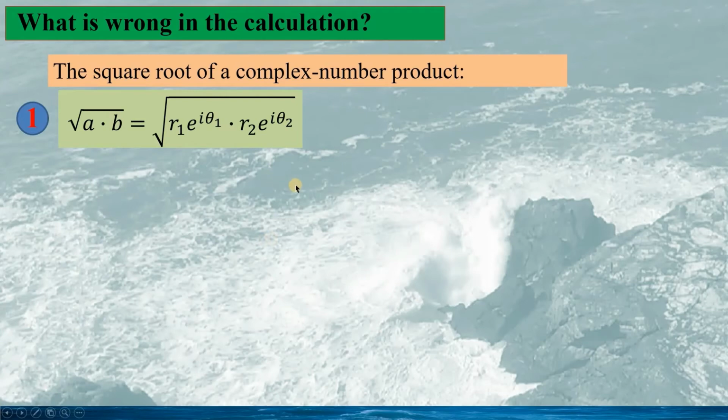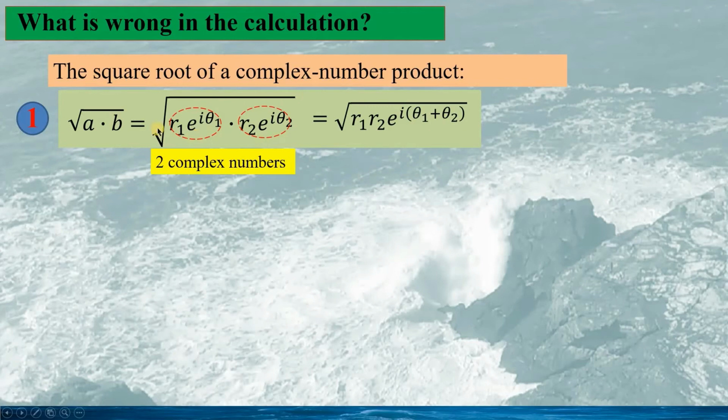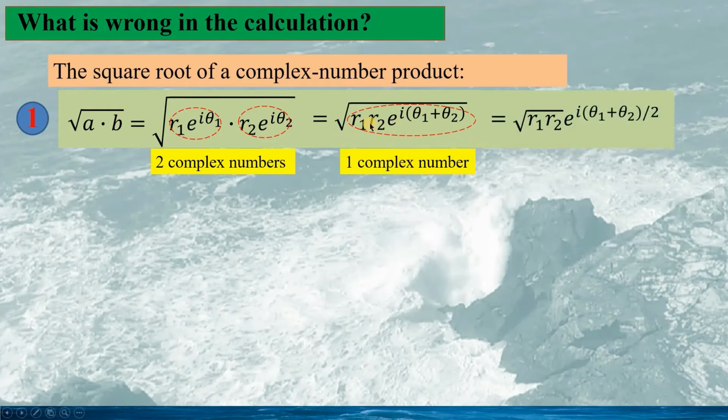Here we'll have a look at the square root of the complex number. So the first one we would see is the square root of a product. In the calculation, we calculate the product first. So here we can see these two complex numbers a and b. If we times these two complex numbers together, we have the result for one complex number as this. And if we write the expression further, we should have the result as this.